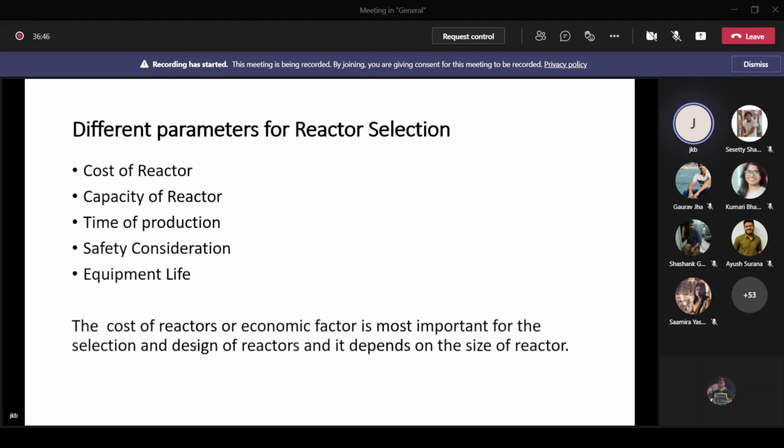And design of reactor depends on the size of the reactor. So the main cost of the reactor depends on the size of the reactor. So one by one, if you ask the question on the 5 points mentioned at the top: cost of reactor, capacity of reactor. If the cost of reactor is very high in comparison with the profit, then we should go for alternative reactor selection.